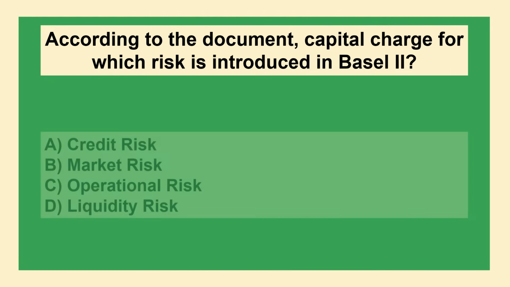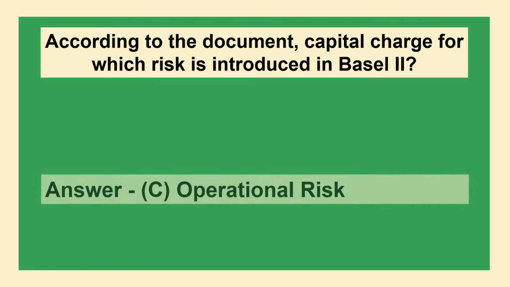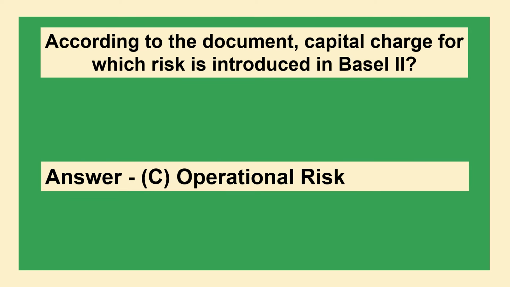The next question is, according to the document, capital charge for which risk is introduced in Basel II? Option A, credit risk, option B, market risk, option C, operational risk, or option D, liquidity risk. And the correct answer is option C, operational risk.